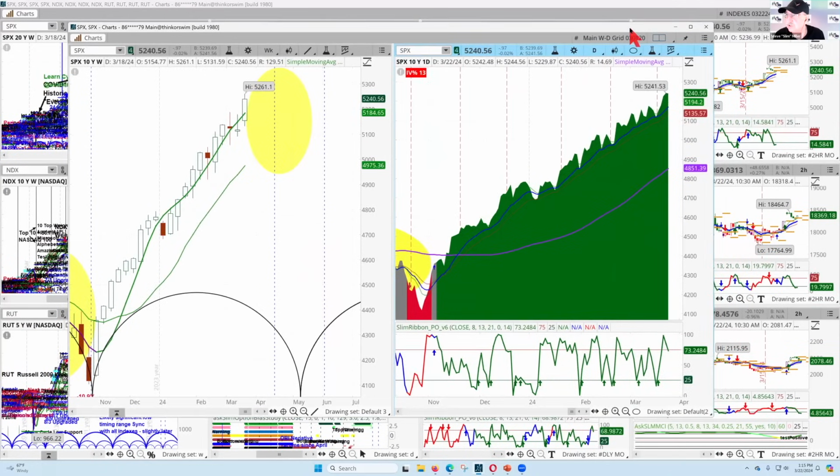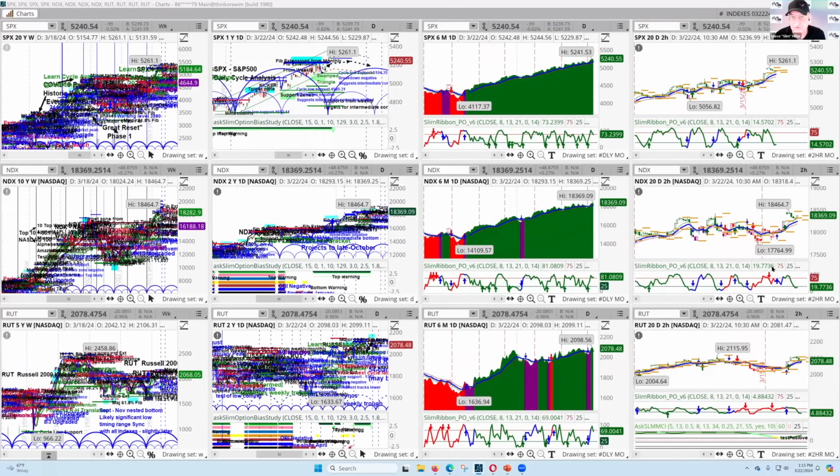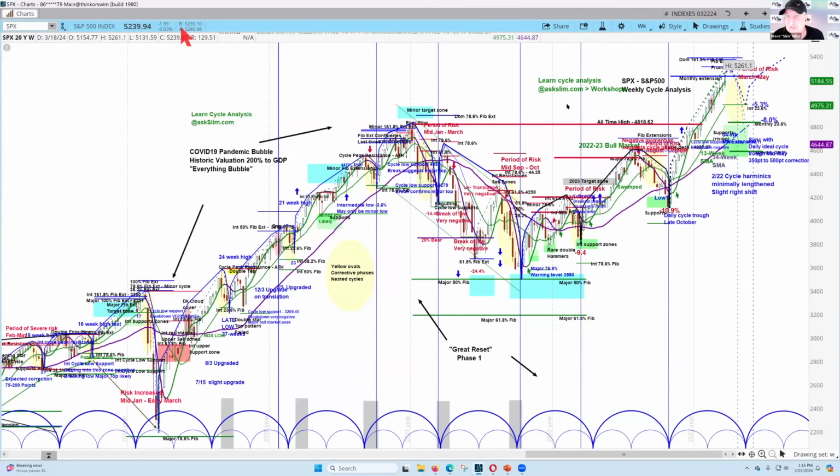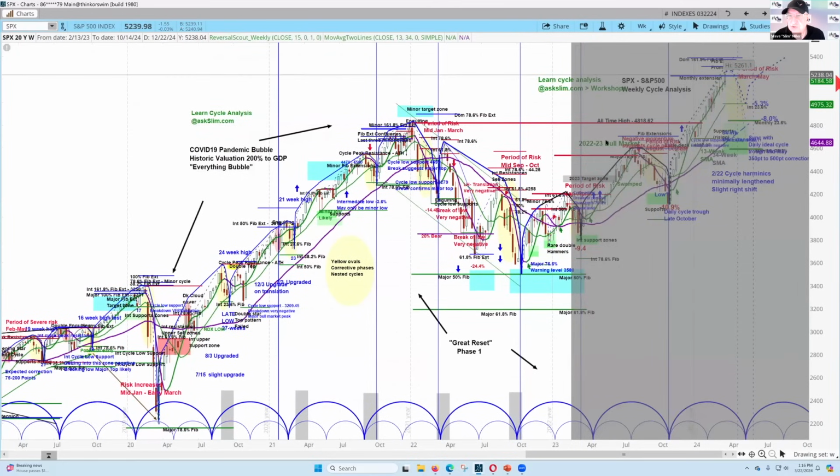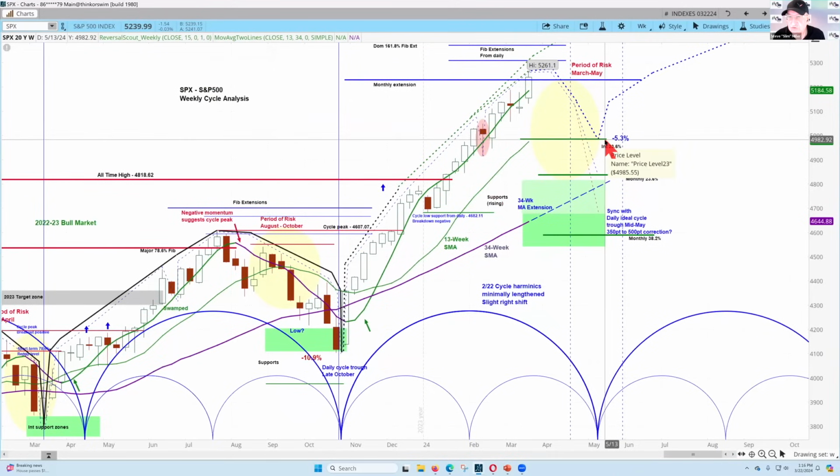Now I'm going to look at a lot more charts in here, but I wanted you to see those corrective periods. This is the level 4 grid right over here with the S&P 500, NASDAQ, and Russell. Let's look at them one at a time, and you can see this is what I just showed you. So this is the 23.6% right over there. That would be a 5.3% correction down to about 4980 right over there. That's minuscule.